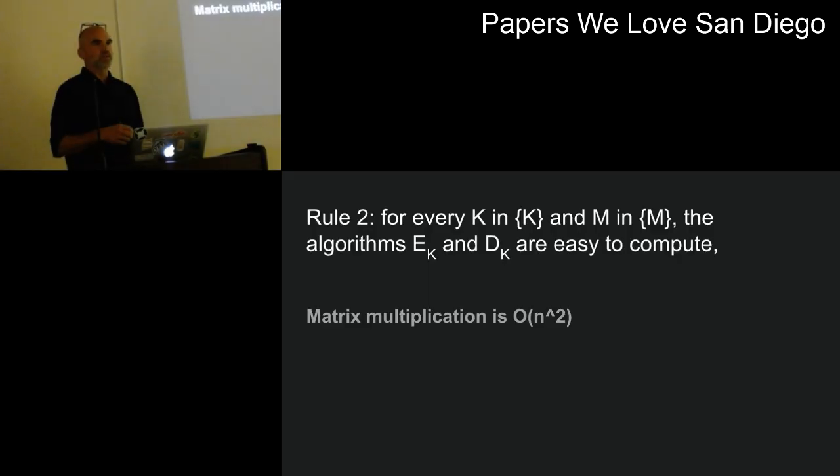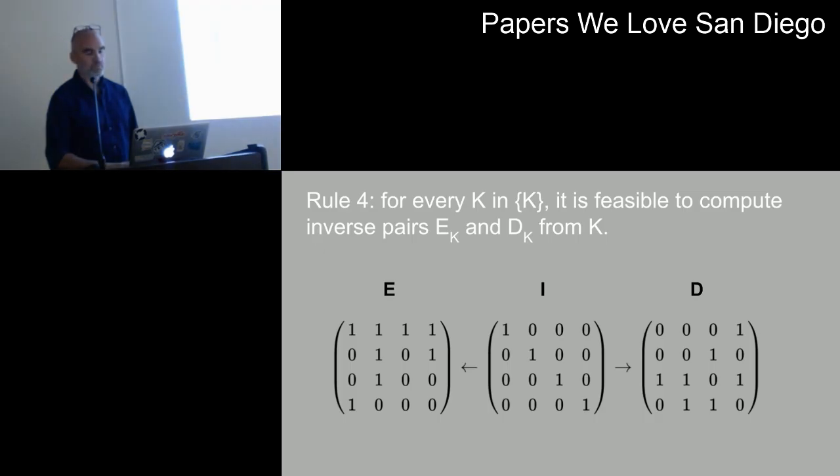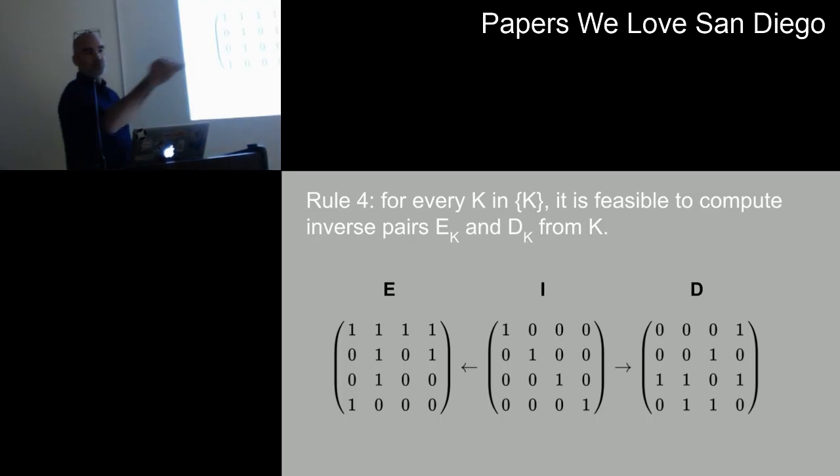The second rule is that these transformations, EK and DK, have to themselves be easy to compute. If you found things that meet the first criteria, but they're exponentially hard problems, then you wouldn't be able to encrypt very big messages or decrypt very big messages with them. Again, matrix multiplication meets the criteria here because it's basically an O(N squared) problem. I'm going to skip to rule 4. That's intentional. I didn't do that by accident.